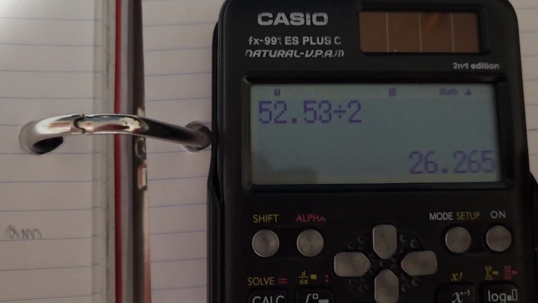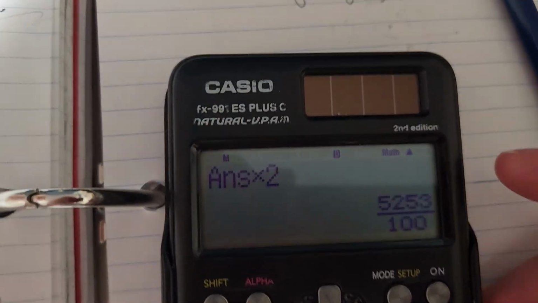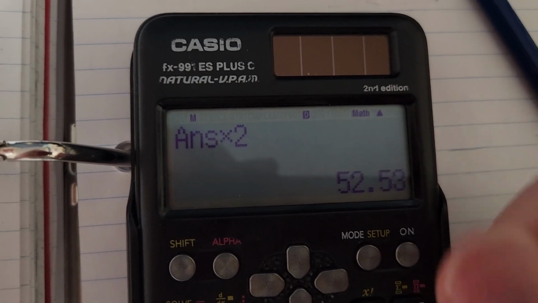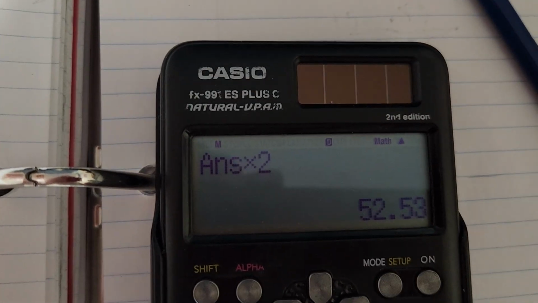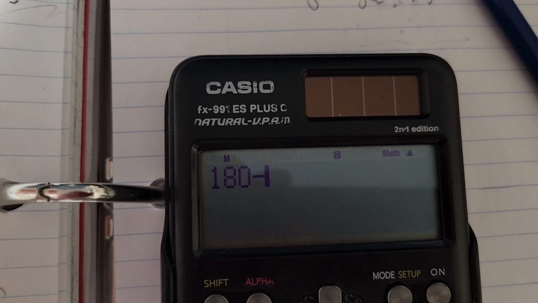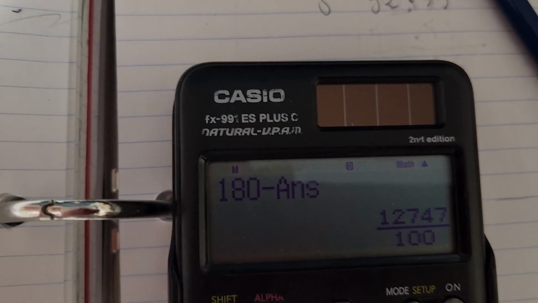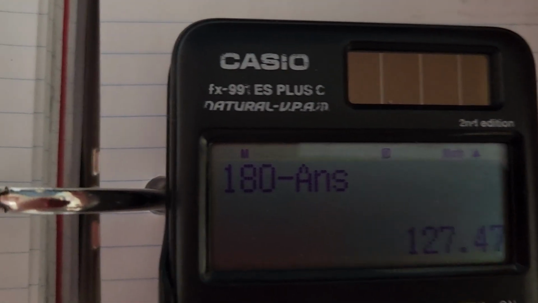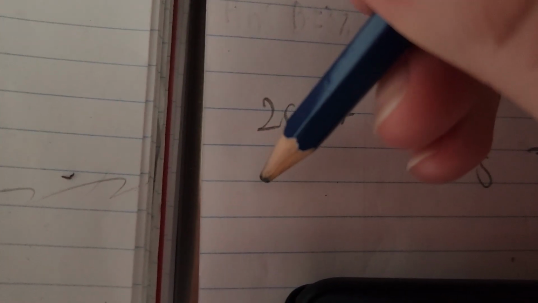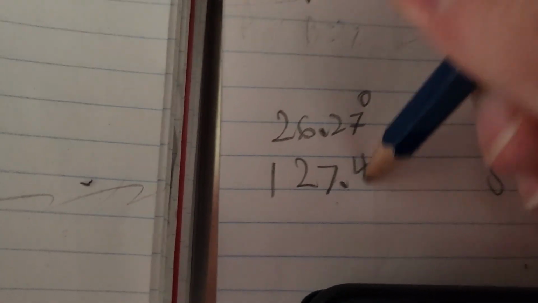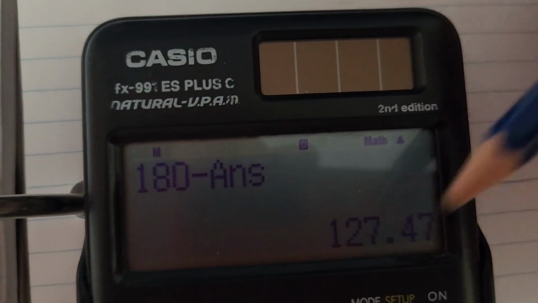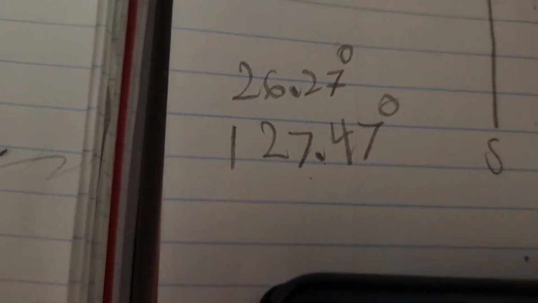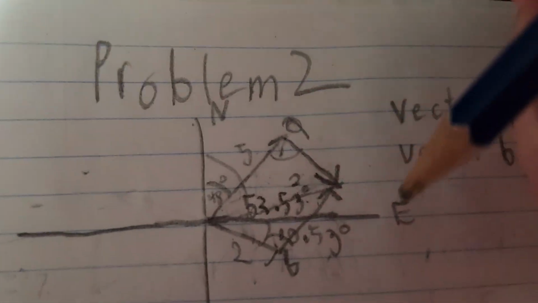So let's do it. Times 2. Boom. Another big fraction. We don't like that. Ooh, 52.53. Amazing. Quite easy. Very simple. So now 180 minus the answer that we just got. That makes that 127.47 degrees. That's really big. I'm going to mark it right here. But now we do have that degree value, which is really nice. So now we know what, we'll say angle AB is.